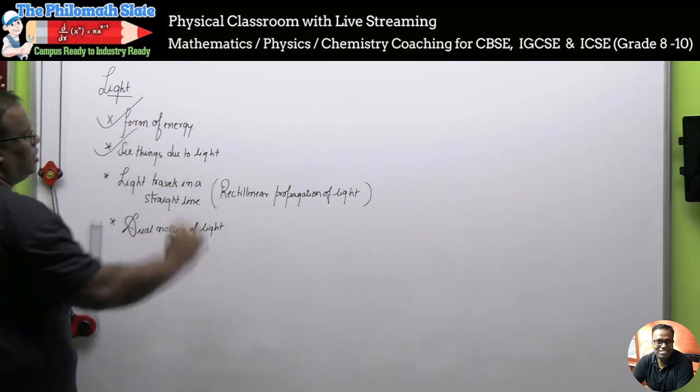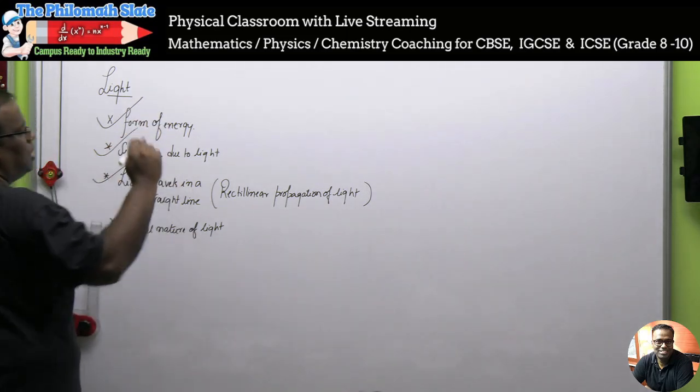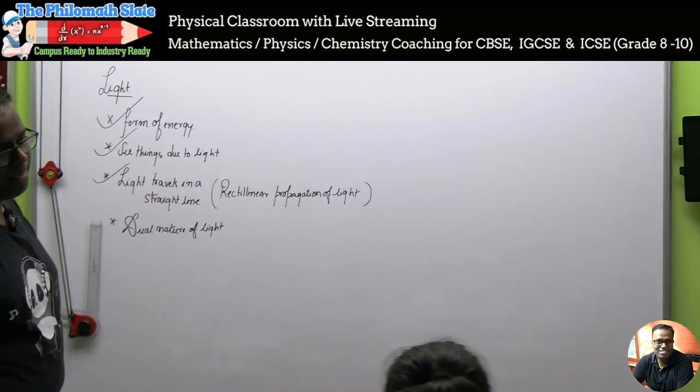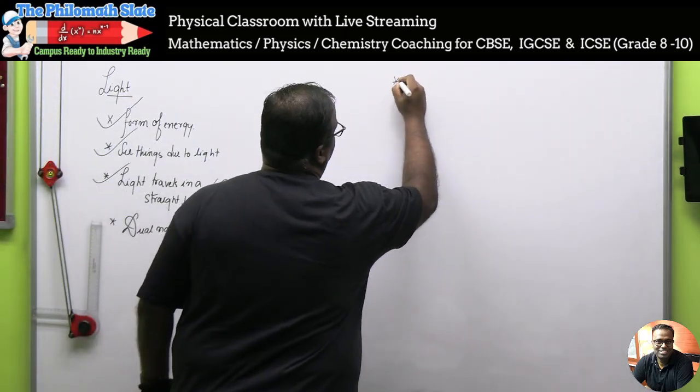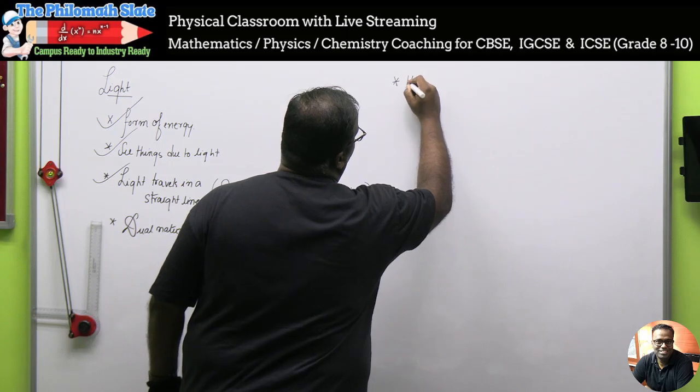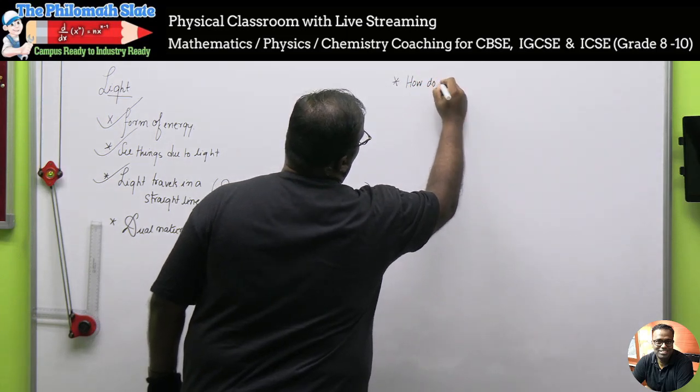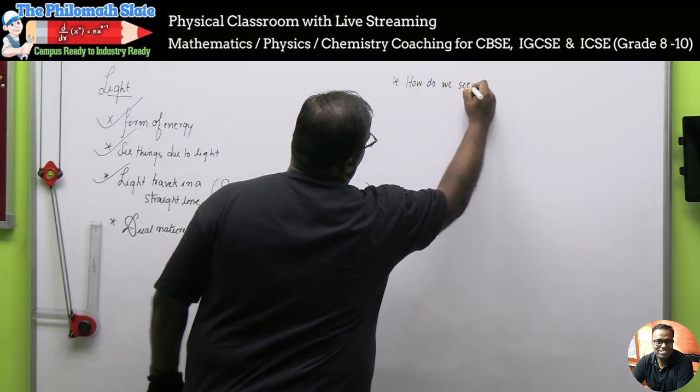It allows us to see things around us and it travels in a straight line. Are we ready? ठीक है? So the first thing that comes up in our subject is how do we see things?